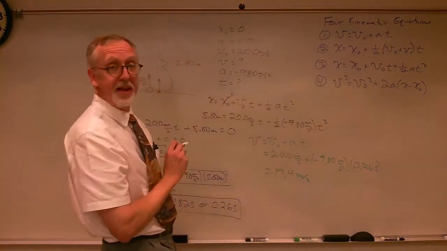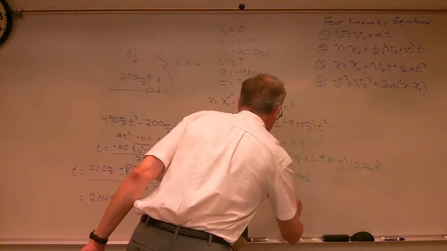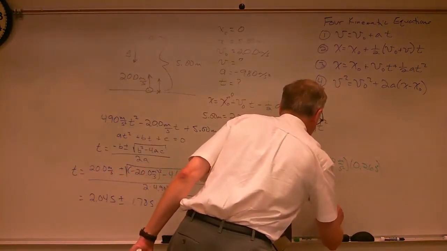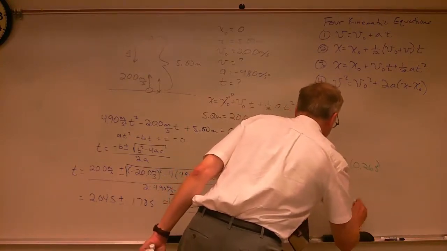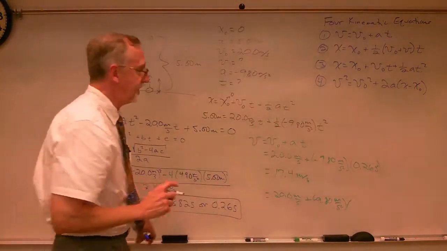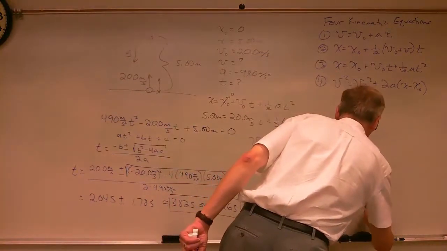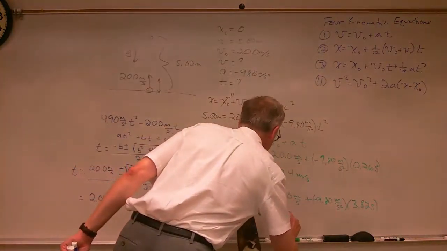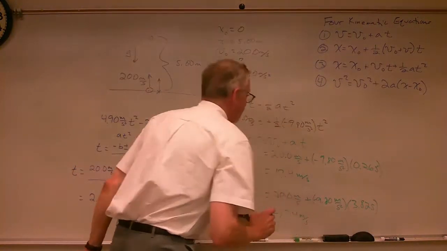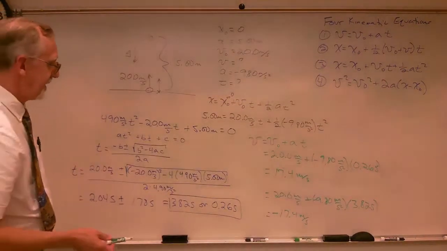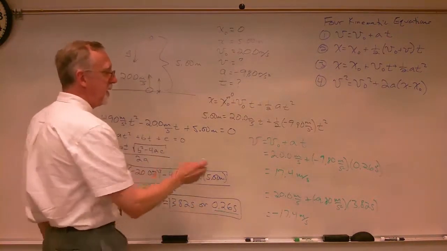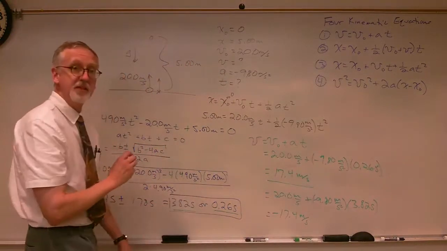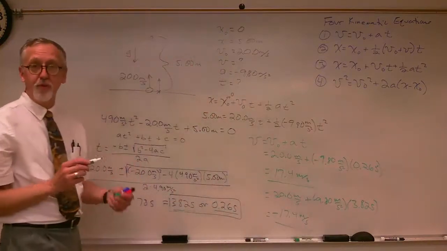Now let's put in the second time. We have 20 meters per second plus negative 9.80 meters per second squared times 3.82 seconds. Multiply that out, and what do we get? We get negative 17.4 meters per second. So this is very interesting. After 0.26 seconds, the speed is positive 17.4 meters per second. After 3.82 seconds, the speed is negative 17.4 meters per second.